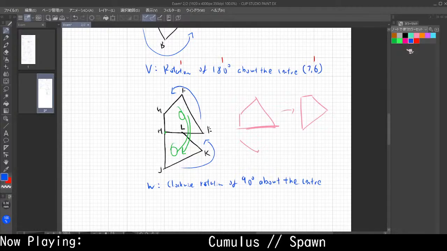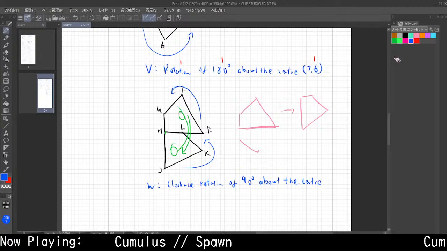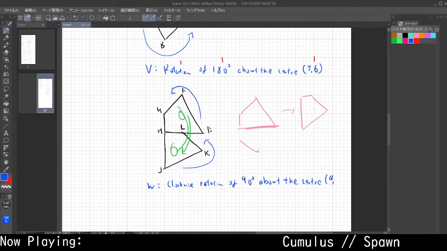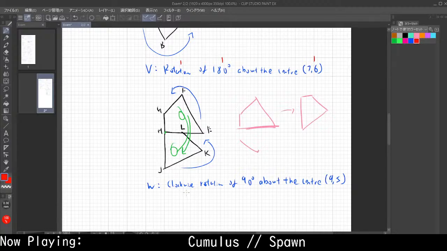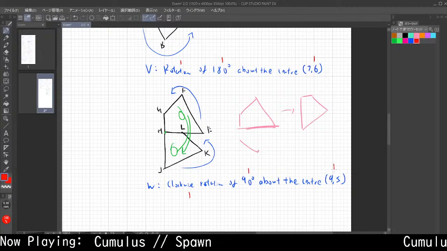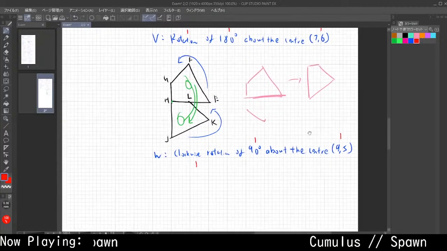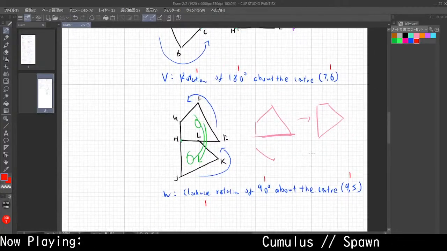Now for your answer, if you have the coordinates, just write the coordinates themselves. In this case, the coordinates for H given by the question are 9, 5. So just write 9, 5 over here, and then you'll be done. So clockwise rotation is 1 mark, 90 degrees is 1 mark, center 9, 5 is 1 mark. So that would be question 12 in its entirety.